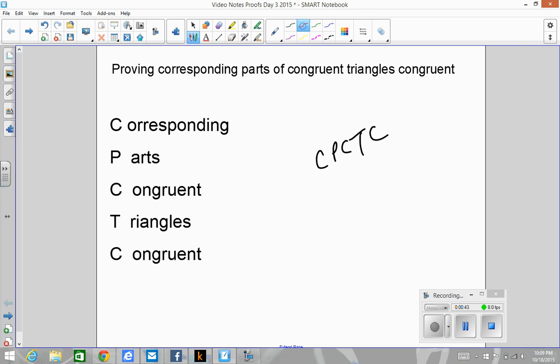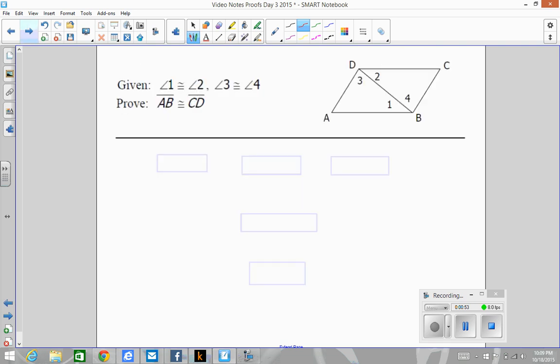One of the key factors here is that you must prove the triangles congruent before you can use this. If you ever use CPCTC before you've proven the triangles congruent, the proof's going to be completely wrong, so don't do that. All right, so here's our first proof. If you want to pause the video and see if you can just prove the triangles congruent, that'd be great, and then I can finish up the proof for you.